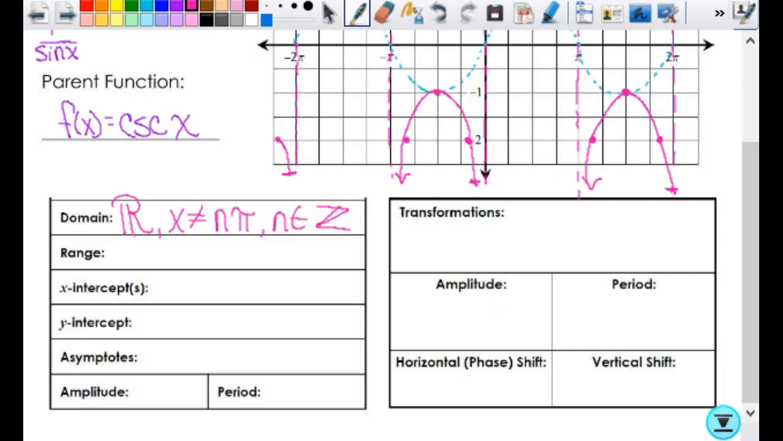The range, well, we're going from negative infinity to negative 1. You never include the infinities. We do include negative 1. And then we start back over at 1 and go to infinity.